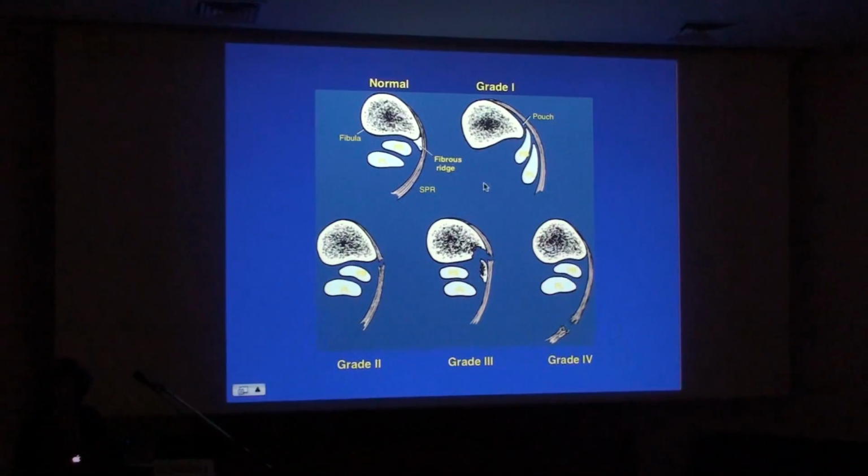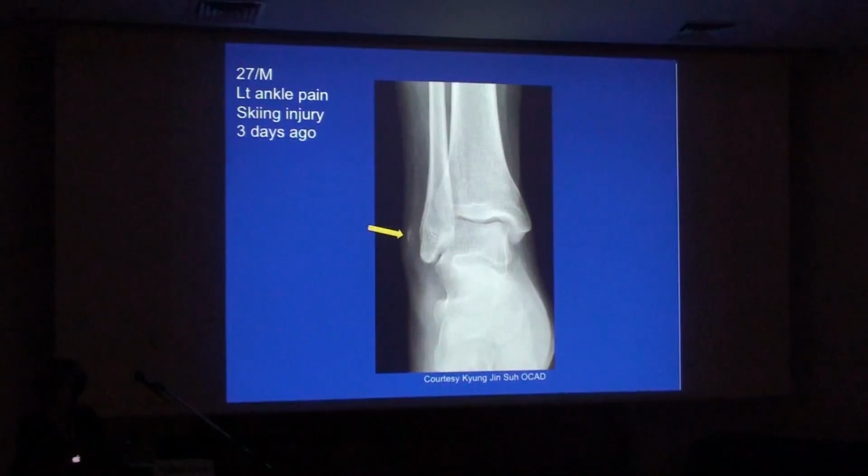And you don't need to really know this classification. You just need to know that these are probably the most common. You have a tear either here with a small avulsion fracture, or you can have stripping of the superior peroneal retinaculum, allowing the peroneal tendons to dislocate. So this is a case that was given me by Dr. Jin Su, and this is much more obvious. You have here a big fracture fragment, right? You see this fracture fragment, you think superior peroneal retinacular injury, you think peroneal tendon dislocation.